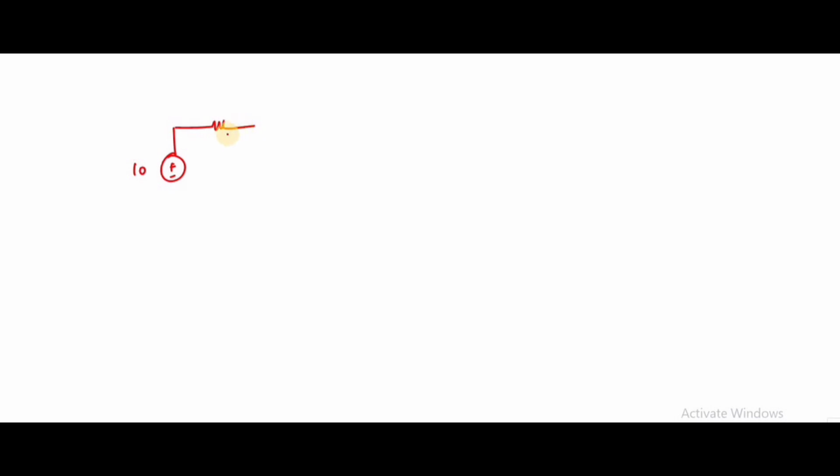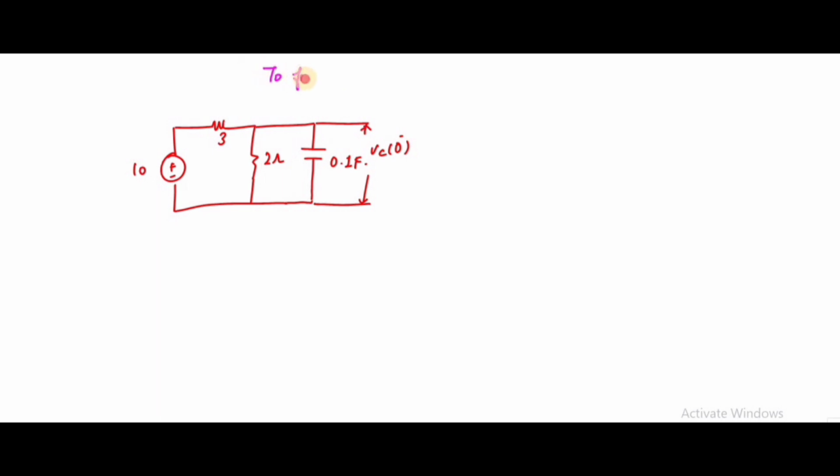If the switch is connected to position 1, the 10 volt source is connected to the 3 ohm resistor and the 2 ohm resistor, and you have a capacitor. Across the capacitance only, we need to find the value of Vc of 0 minus. If I want to find the voltage across this capacitance, the capacitance has to be open circuited.